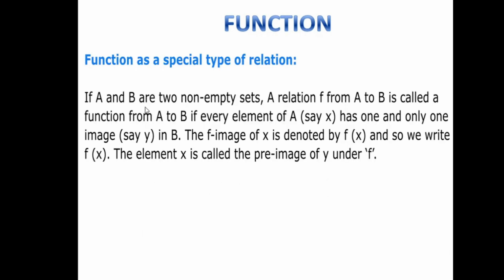Two sets which are non-empty sets A and B. A relation f from A to B is called a function from A to B if every element of A has one and only one image in B, where the image of x is denoted with f(x), and so you can write y equals f(x), and the element x is called the pre-image of y under the function f.